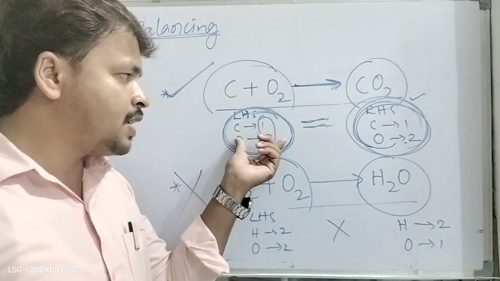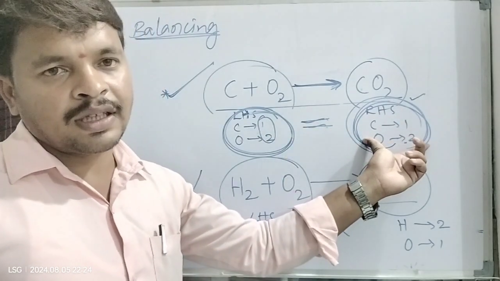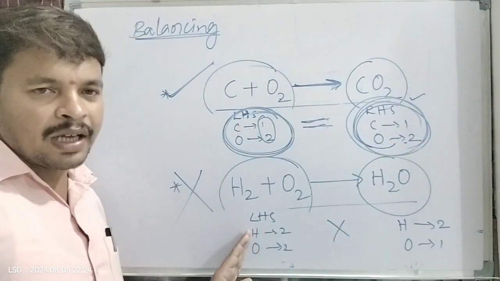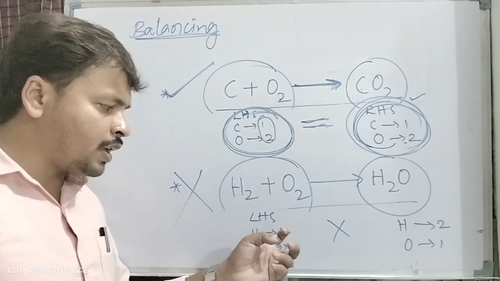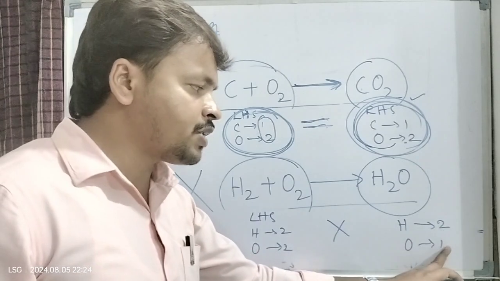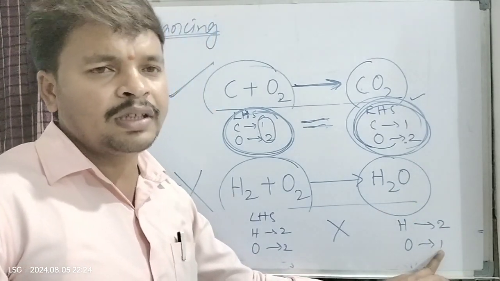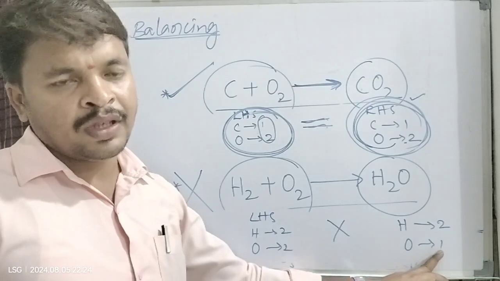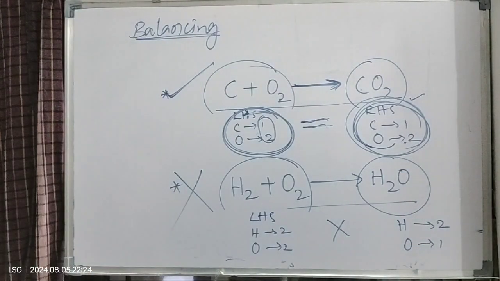Here 4 atoms are there in the reactants, 2 atoms of hydrogen and 2 atoms of oxygen. In the product, only 3 atoms are there, 2 atoms of hydrogen and 1 atom of oxygen. It is not called a balanced equation. It should be balanced. How to balance that? Why do we need to balance that?